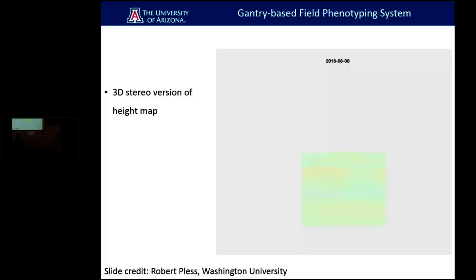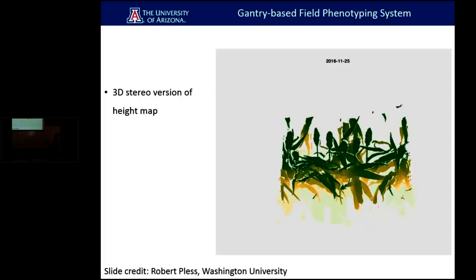It shows a time lapse. This is all created with algorithms that Robert works on, and it's the same portion of the field. It's just scanned so many different times, and it gets to these images.